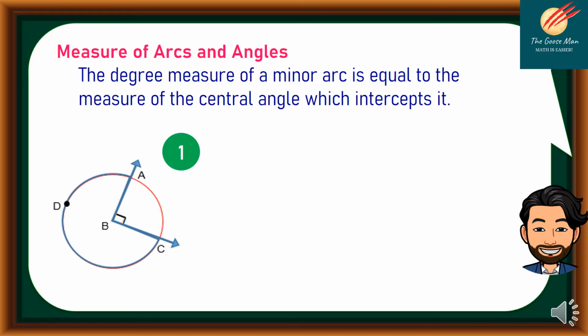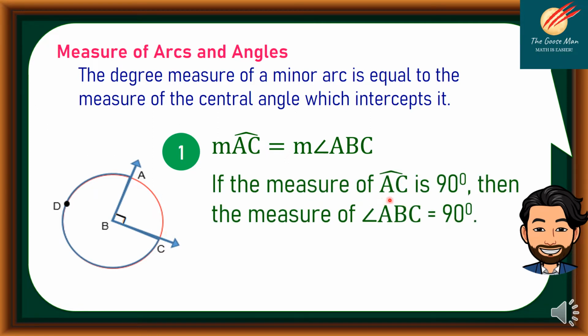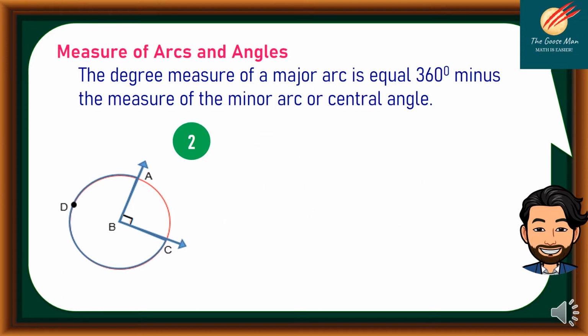Alright, so let's dig into the measure of arcs and angles. The degree measure of a minor arc is equal to the measure of the central angle which intercepts it. Let's consider the figure on the left side. The measure of arc AC is equal to the measure of angle ABC. This is the arc AC. If the measure of arc AC is 90 degrees, then the measure of angle ABC is equal to 90 degrees.